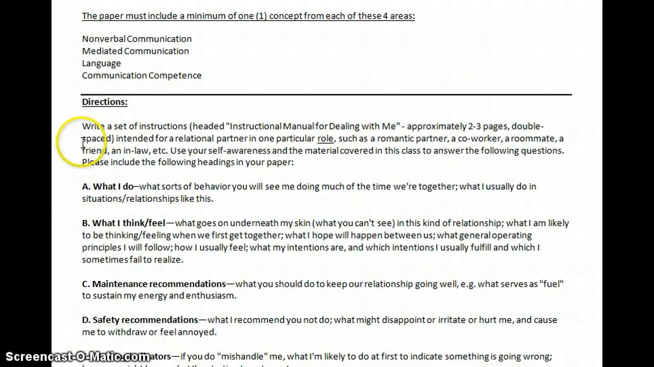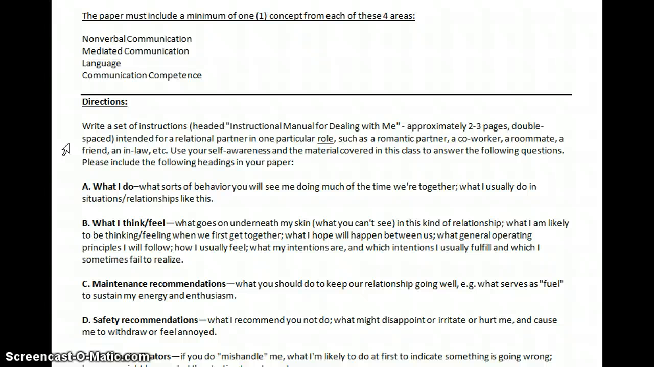So here are the directions. I want you to write a set of instructions. The paper should be entitled or headed Instructional Manual for Dealing with Me. I'm looking again for somewhere in that 3, 4, 5 page area, double spaced, and it should be intended for a relational partner in one particular role. In the first part of the paper, I do want you to do an introductory paragraph that says the following is a set of instructions.